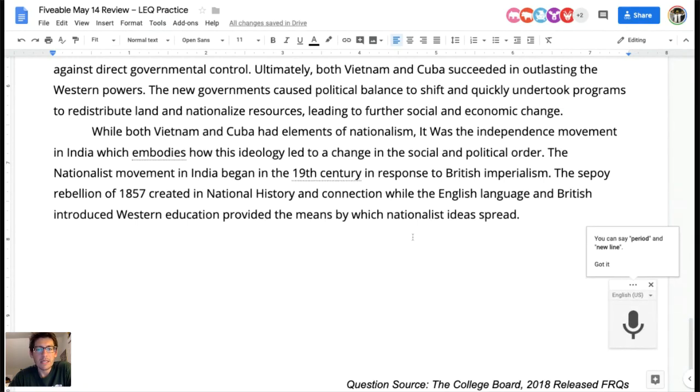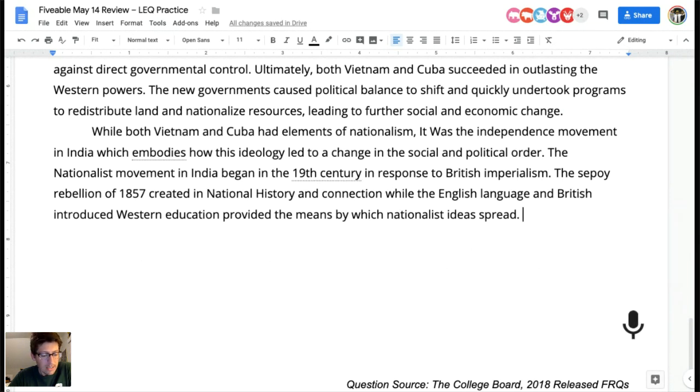Obviously, there's some typos in here with capitalization, but that's something that I would not be making were I writing this, I hope. So thinking about elements of nationalism, the independence movements, India embodies how that led to a change in social political order. That's this paragraph. The nationalist movement began in the 19th century, which is out of the time period, but I just want to provide a little bit of back history, the idea of creating this national identity. And then we'll carry out in the argument, hopefully, how this happens. So that's something I need to do, always making sure I'm going back and answering the prompt. And so far, I have not done so in this paragraph.